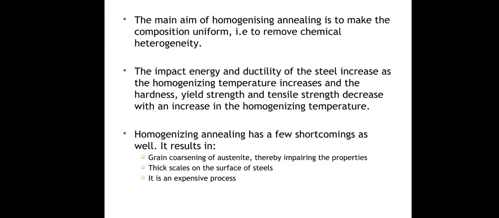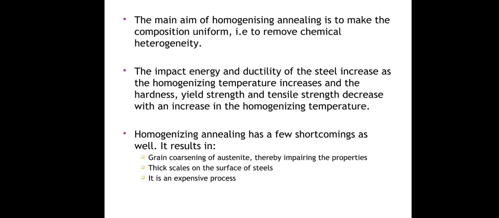The main aim of homogeneous annealing is to make the composition uniform, that is, to remove chemical heterogeneity. The impact energy and ductility of the steel increase as homogenizing temperature increases, and hardness, yield strength and tensile strength decrease with an increase in the homogenizing temperature.